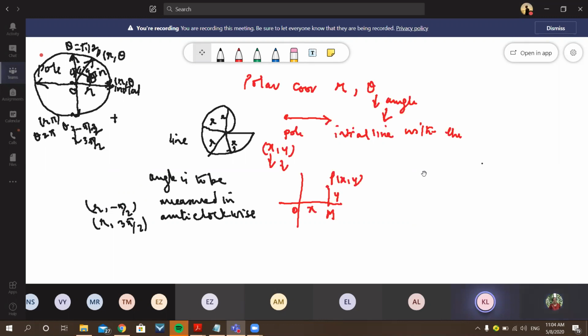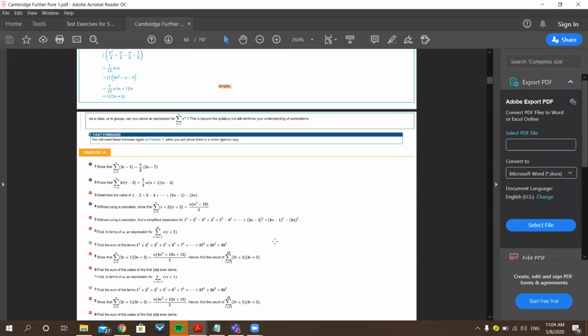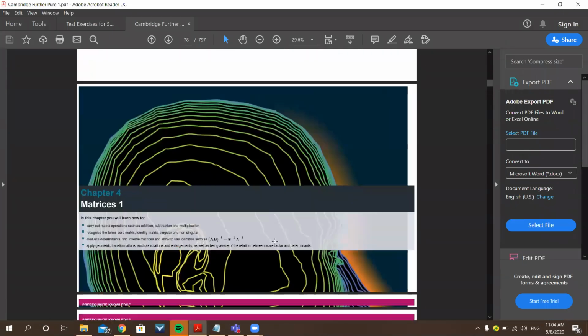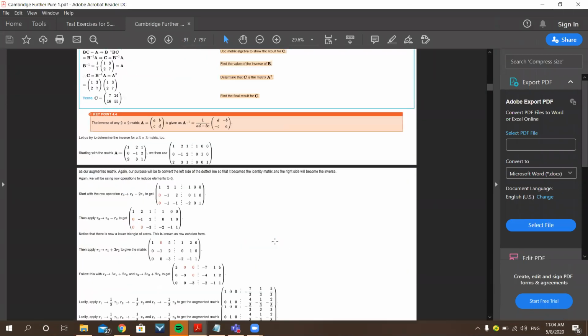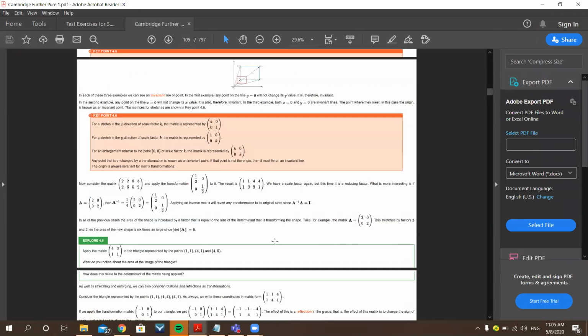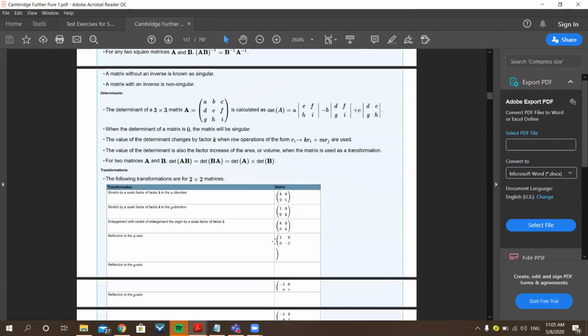Now we have got a different measurement, isn't it? If I know the length of r and I know the angle that it is making with the x-axis, can I not plot the point? Yes or no?